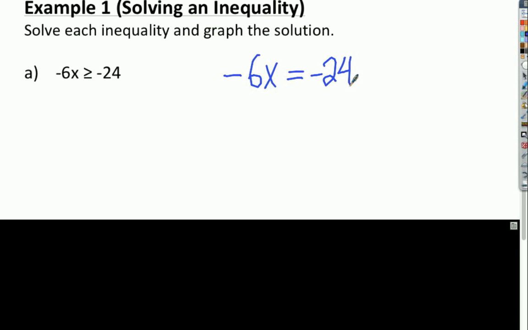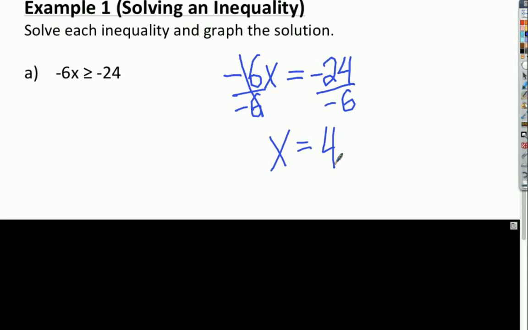Good, that's what I should see. Tons of hands up. Jesse? Divide both sides by negative 6. You said that beautifully. This cancels out, and we get x equals, and now divide a negative by a negative, we get a positive 4. And so we're done. X equals 4, we get one solution, we're done. Hallelujah.